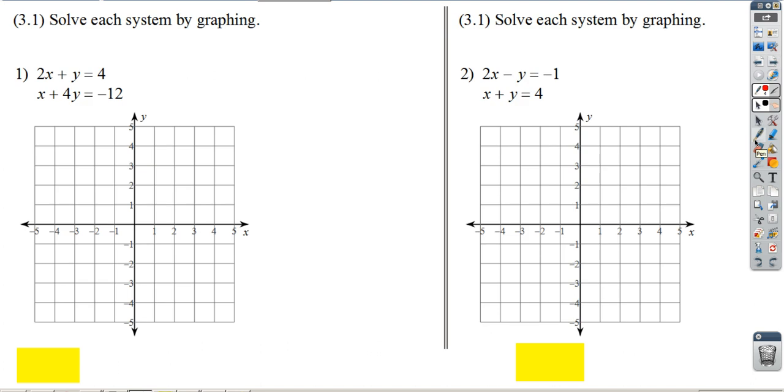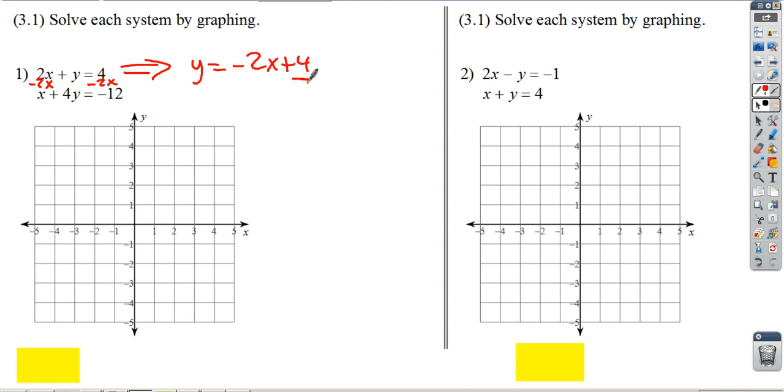So solve by graphing. That just means you want to graph both of those equations and then see if they meet. If they meet, that will be the solution. If they don't meet, then there won't be any solution. So let's start by changing this to slope-intercept form. We'll subtract 2x. So we'll get y equals negative 2x plus 4.